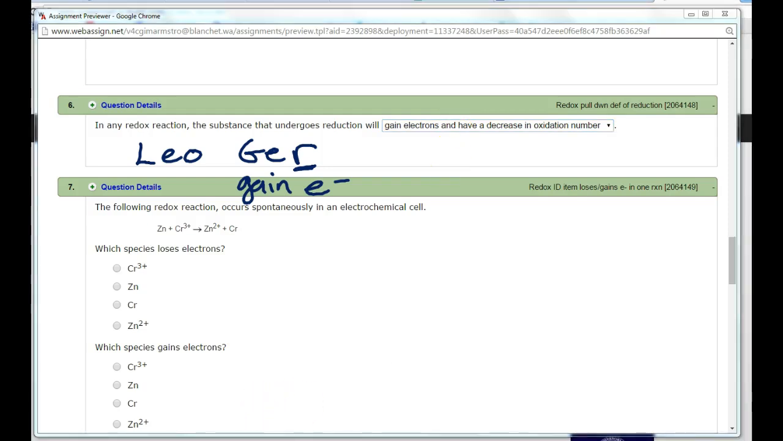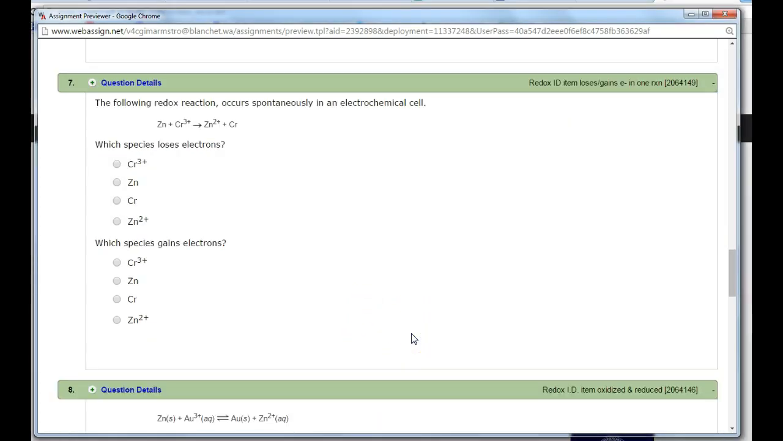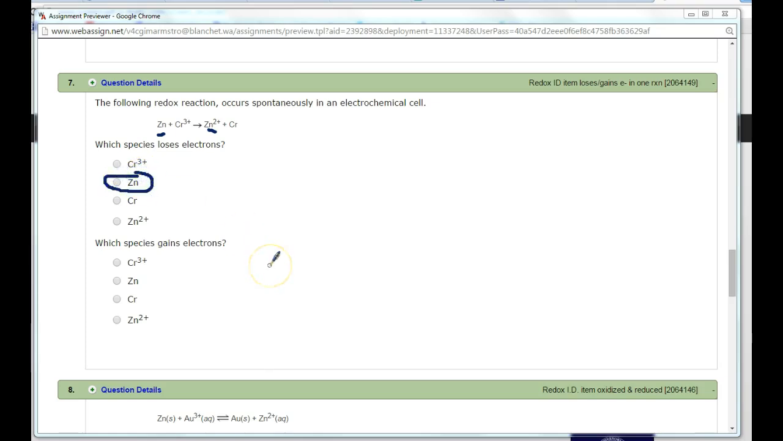Let's look at the next problem. The following redox reaction occurs spontaneously in an electrochemical cell. Which species loses electrons? A loss of electrons means you become more positive. So zinc became more positive; zinc is the one that lost electrons. Which species gains electrons? If you gain electrons, you have a smaller oxidation number, you become more negative. So chromium 3+ went to chromium 0, so that one must be the other one.